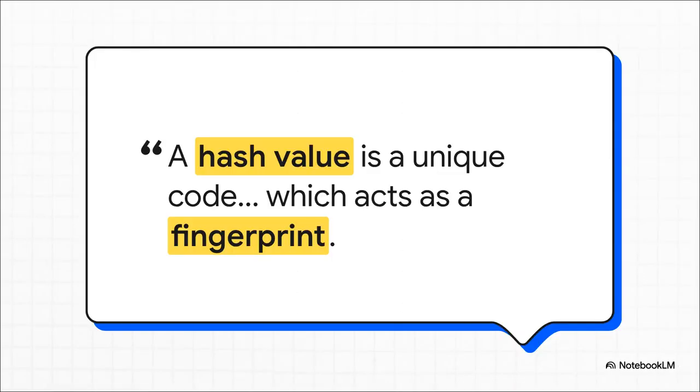Yeah, that fingerprint analogy is just perfect. A hash is this unique code that's generated from the specific data inside that block. And I mean specific. If you change even one tiny little detail of the transaction data, the hash, that block's unique fingerprint, changes completely. It's like a digital DNA signature.